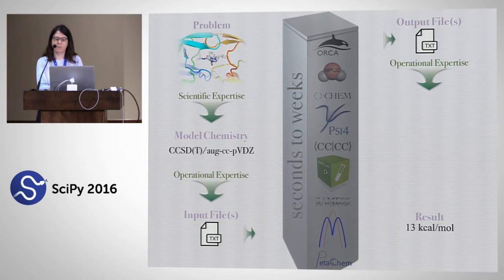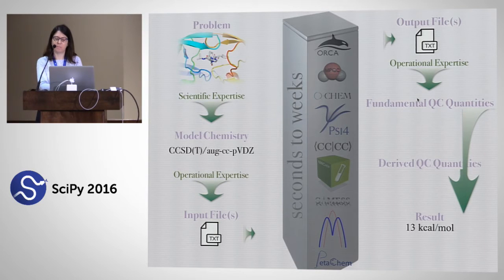Then when you have your output file, it's going to give you a number of fundamental quantum chemical quantities, and hopefully one of these is the scientific result that you're looking for. But more often than not, you actually have to combine these quantities in order to get your final result. And so that can be up to half a page of arithmetic.